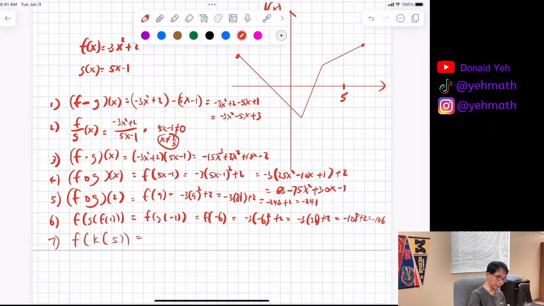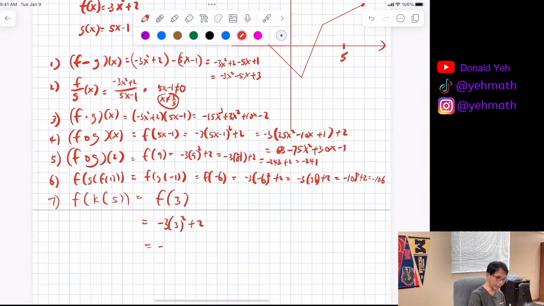Well, this is f of 3. Sorry, let me finish this. Negative 3 times 3 squared plus 2. Hold on a second. Negative 27 plus 2. That's equal to negative 25.